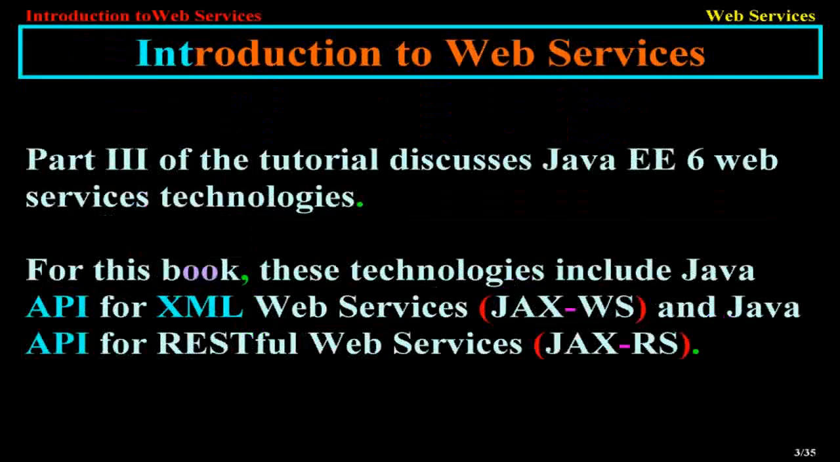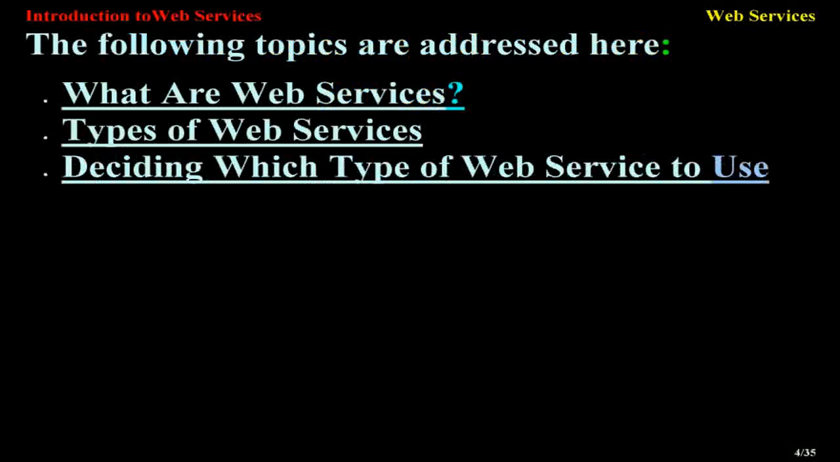Introduction to Web Services. Part 3 of the tutorial discusses Java EE6 Web Services technologies. For this book, these technologies include Java API for XML Web Services (JAX-WS) and Java API for RESTful Web Services (JAX-RS). The following topics are addressed here: What are web services? Types of web services. Deciding which type of web service to use.